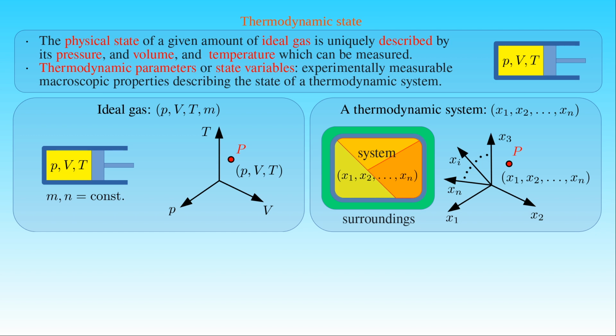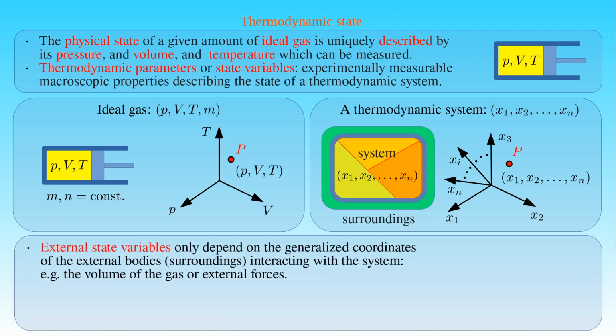If we classify the state variables of a system based on their relationship with the surroundings, we can talk about external and internal state variables. External state variables only depend on the generalized coordinates of external bodies interacting with the system which belong to the surroundings. For example, the volume V of a gas in a closed space is an external state variable, determined by the geometric configuration of its boundary and the surroundings. Similarly, any external force acting on the system, like the force F holding the piston at a fixed position or moving it, or the gravity acting on the gas in the container, is also an external state variable.